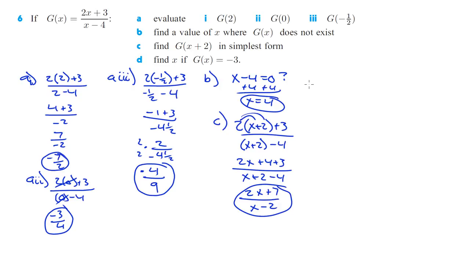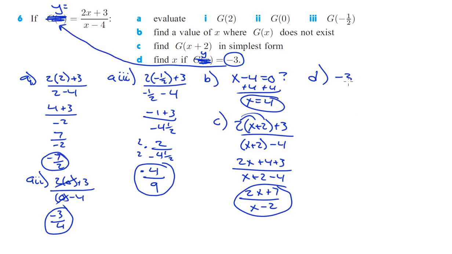Okay, and then D, find x if g of x equals negative 3. Now this is different than all the rest of these up here that we've been doing so far. All these are saying take g of 2. This is saying g of x equals negative 3. And if you remember, this g of x here, this is in the y equals spot, right? So now they're saying y equals negative 3. So this negative 3 for this problem is going to go over here.